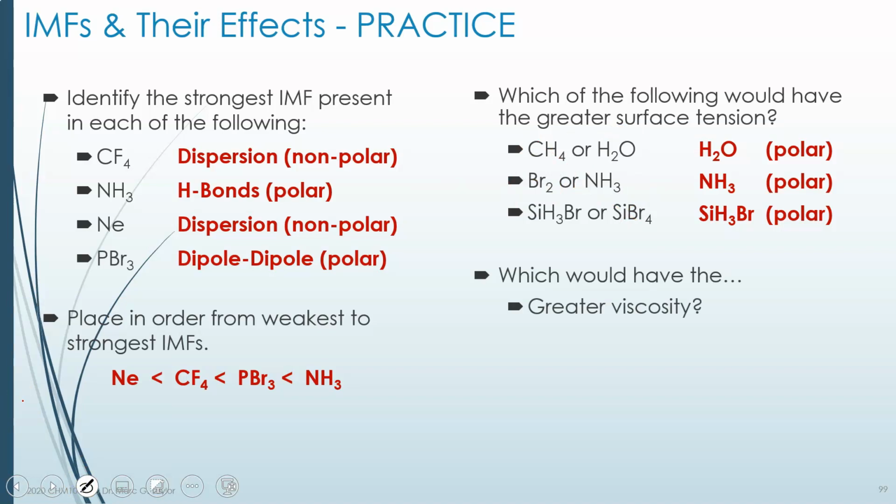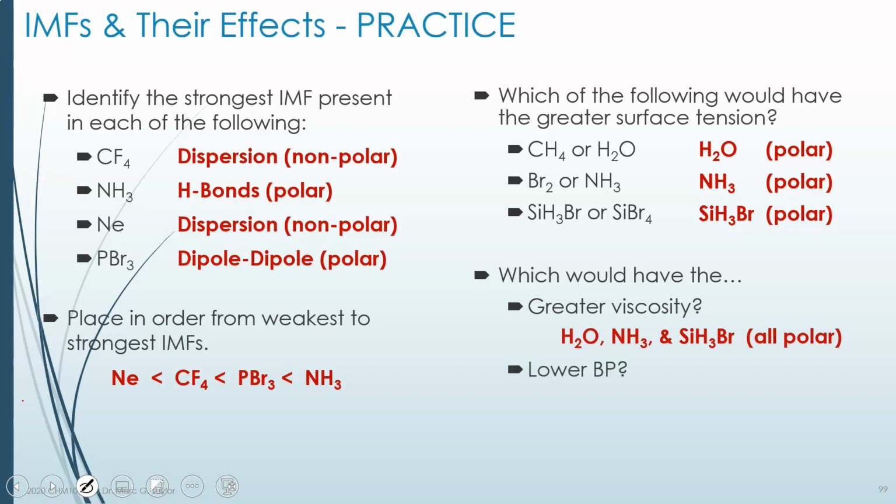And that leads us to a couple pairs of questions. We're going to look at the same pairs of molecules. Which of each of the two above has a greater viscosity? Well, it's going to always be the one with better IMFs. So it's the same set of answers, the water, the ammonia, and the silicon compound.